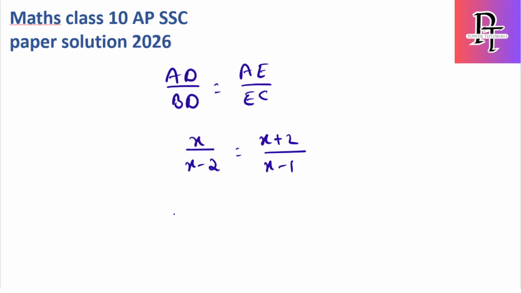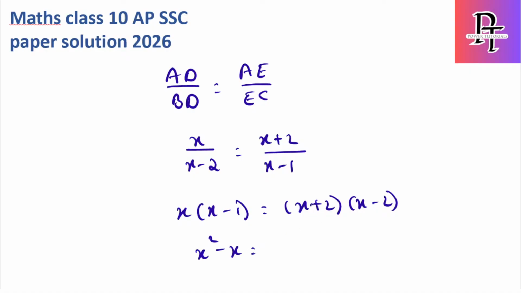So if I just cross multiply, this becomes x into x minus 1 is equal to x plus 2 into x minus 2. So this I can write as x square minus x is equal to a plus b into a minus b form. So it is simple, a square minus b square. So x square minus 4. So x square gets cancelled out. So I'll get the final answer of x value as 4. So I can say this is an easy question, but if you know BPT theorem, this is a much easier question.